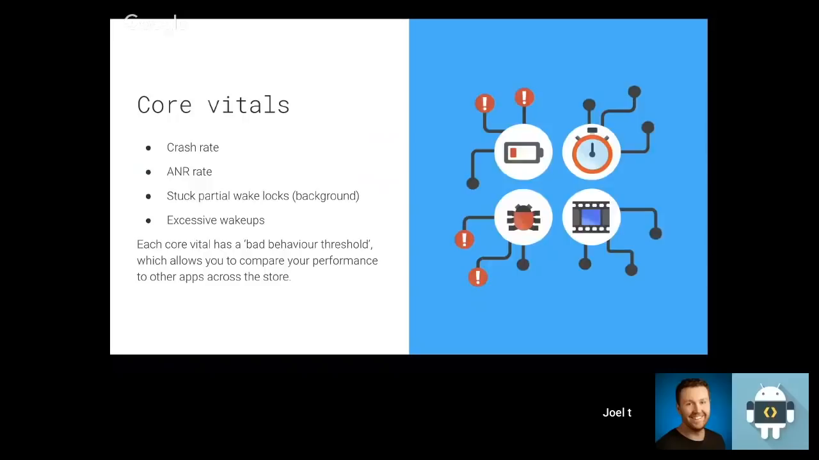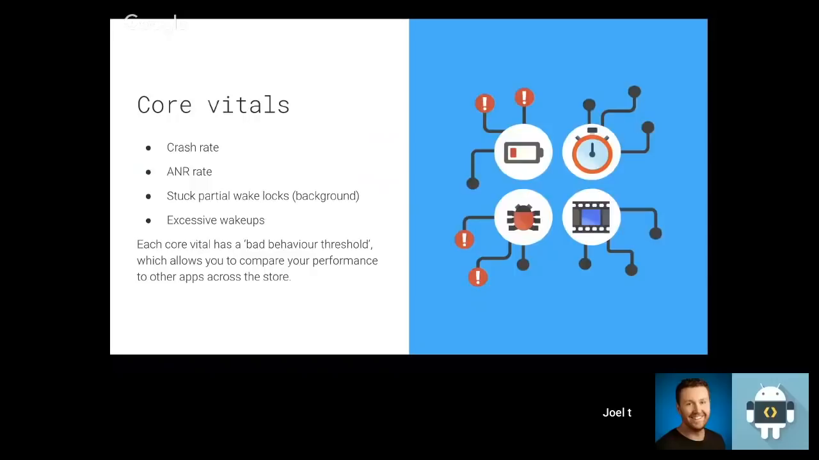Specifically, the stability metrics of crash rate and ANR rate, and the battery metrics, excessive wake-ups and stuck partial wake locks in the background. We display those metrics prominently at the top of the Vitals landing page. Moreover, for each of those metrics, we show your app's performance relative to a bad behavior threshold to help you quickly assess if your app's performance is acceptable. Finally, if your performance rises above the threshold for any app release, we'll display a prominent warning at the top of the Vitals landing page.